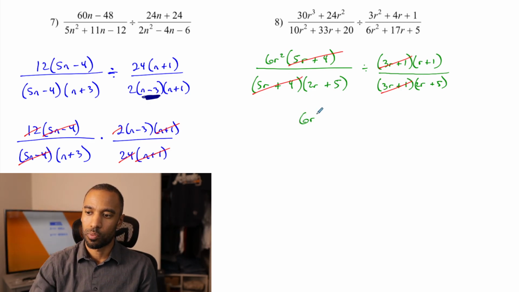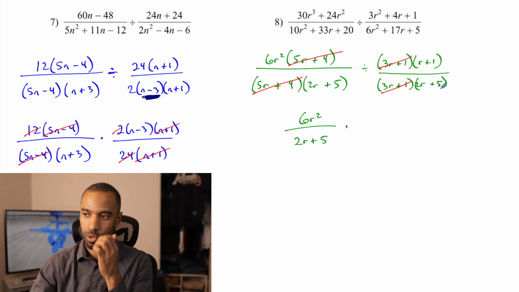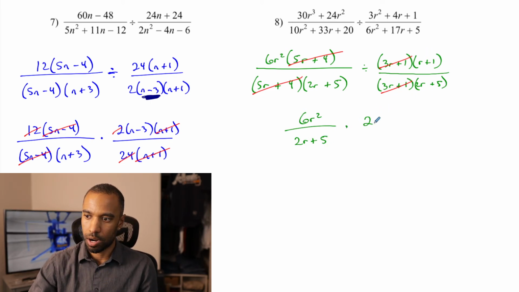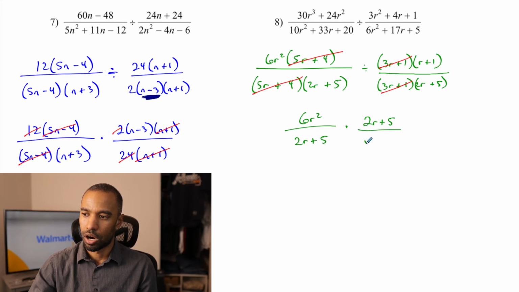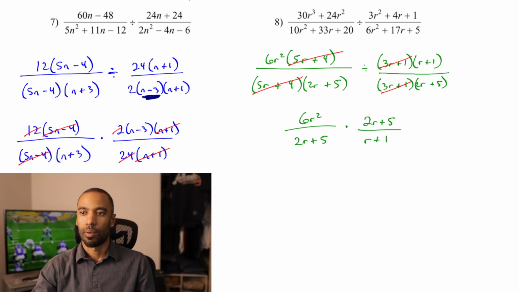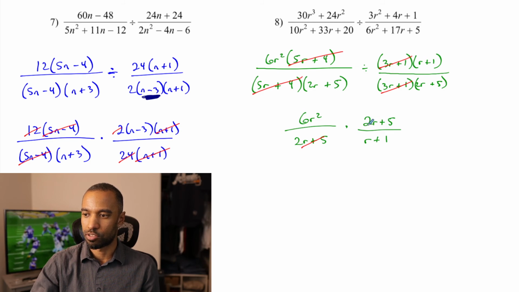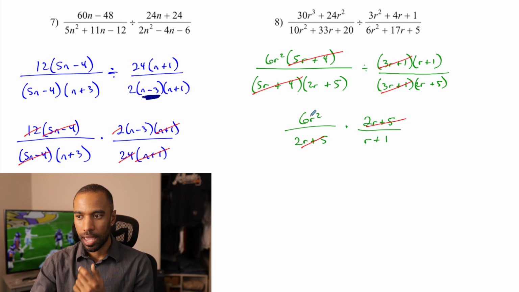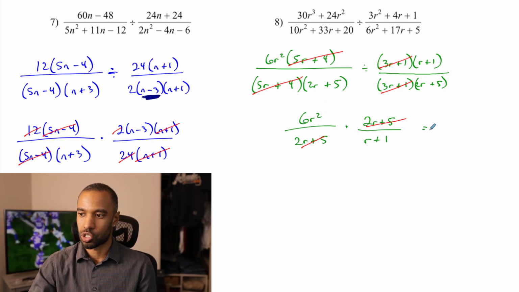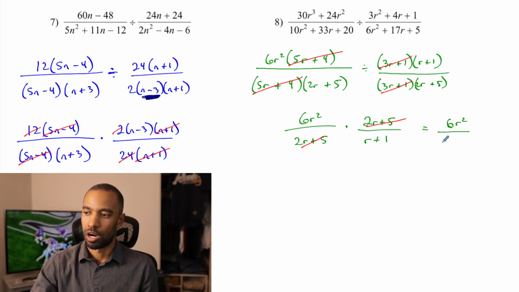So let's rewrite what's now there. 6r squared over 2r plus 5. Now we do times, and let's go ahead and flip this. And now we have 2r plus 5 over r plus 1. All right, I have 2r plus 5s on top and bottom as full quantities. Those are gone. And I'm left with just 6r squared over r plus 1.